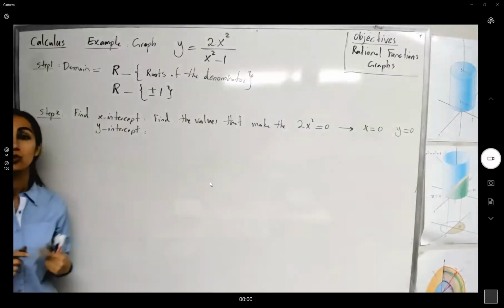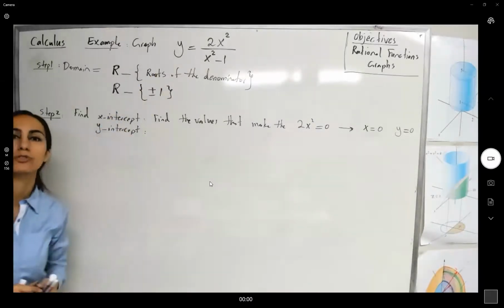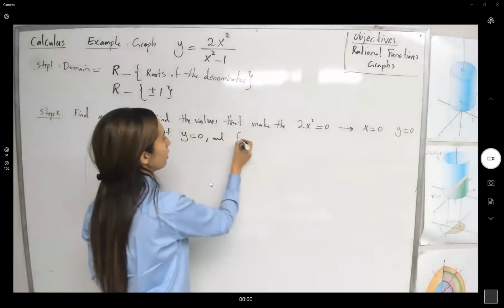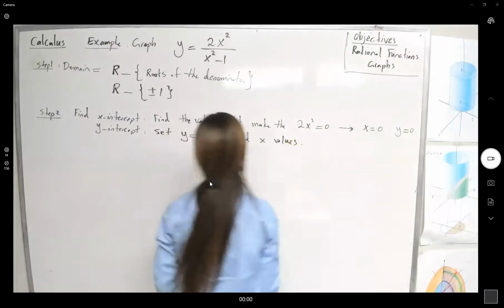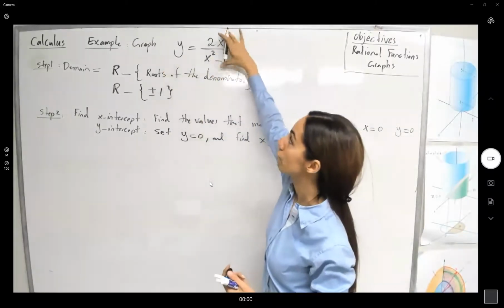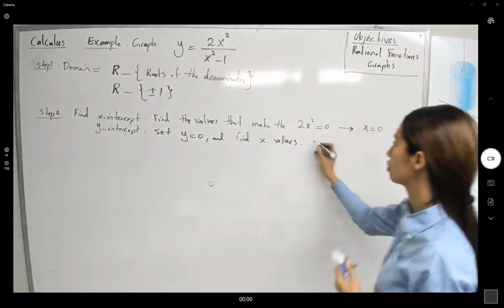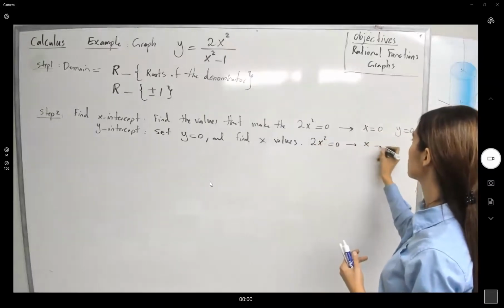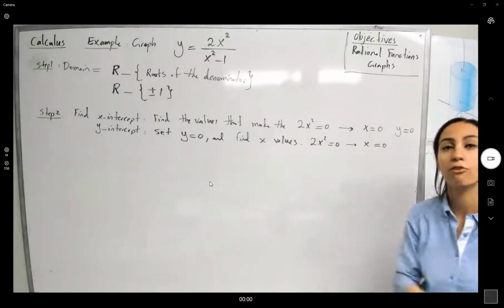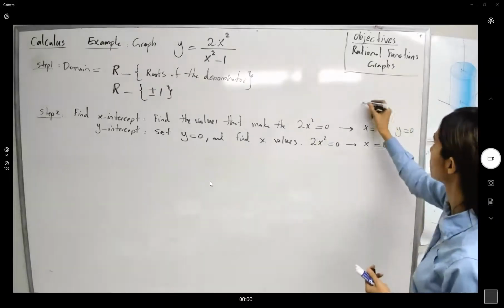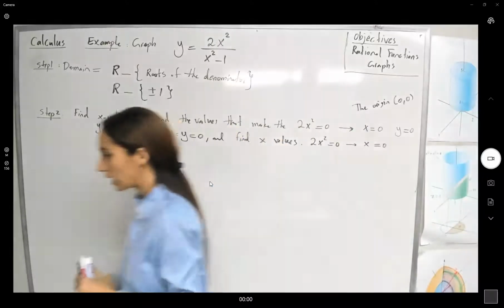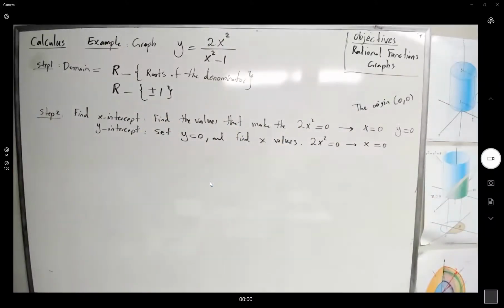What about the y-intercept? To find the y-intercept, we set x equal to 0 and solve for y. Well, when y is equal to 0, your left-hand side is equal to 0, you have a fraction on the right-hand side. Your fraction is 0 if and only if the numerator is 0. So again, 2x squared is equal to 0. It means that your x is 0. When y is equal to 0, your x is equal to 0. So it means that your x-intercept and y-intercept both happen at the origin, (0, 0).